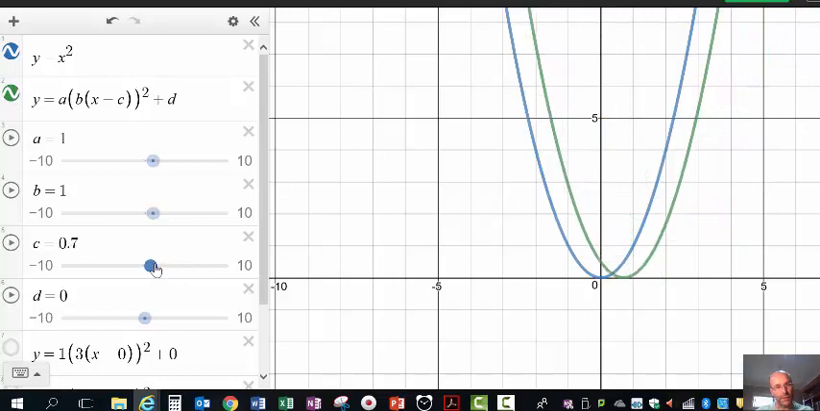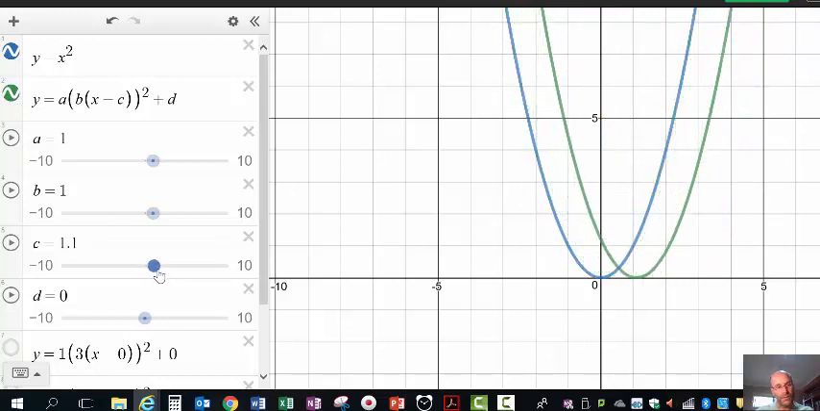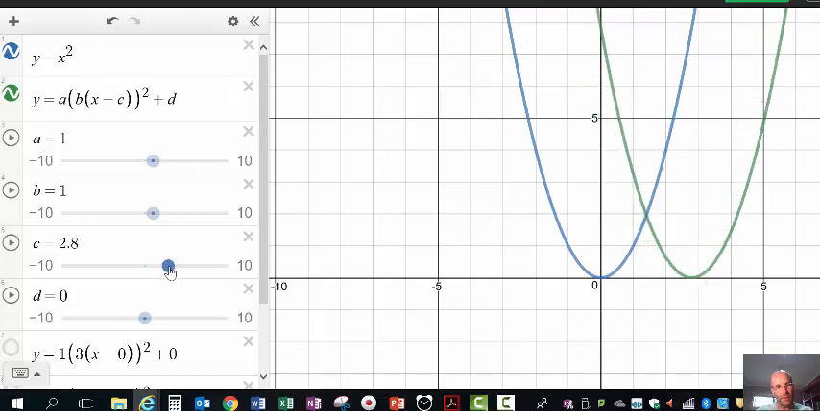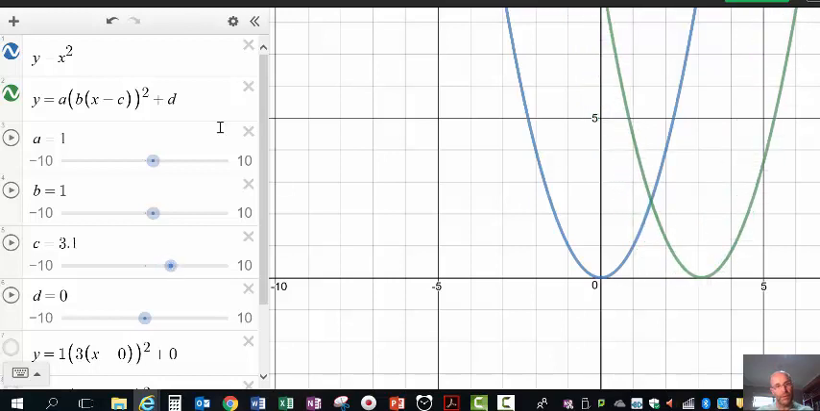Okay, so what I've done is take c from 0, where it fits over the original parabola, and if it's a minus number, so at the moment it's x minus 2, x minus 3, it's moving to the right. So what we would have there, that would be y equals x minus 3 all squared. That's what that would be.